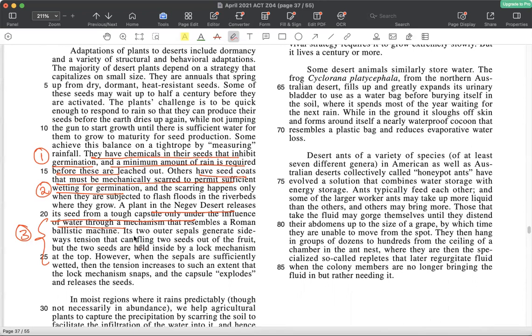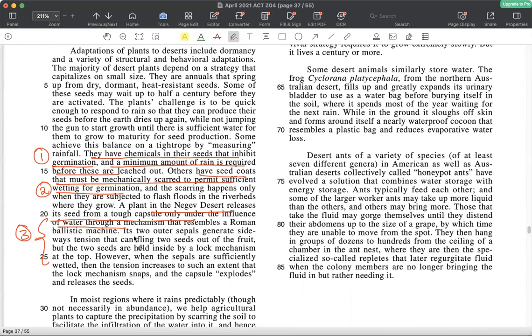They then hang in groups of dozens to hundreds from the ceiling of a chamber in the ant nest, where they are the specialized so-called repletes that later regurgitate fluid when the colony members are no longer bringing the fluid in, but rather needing it.